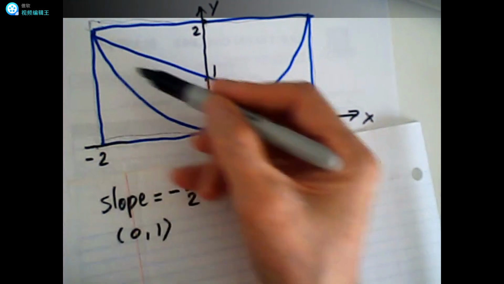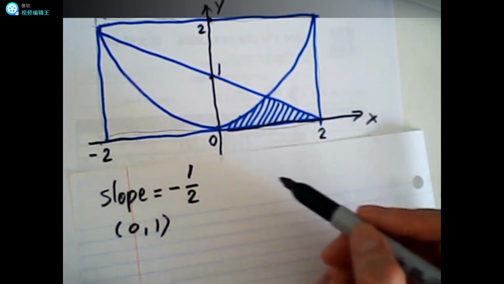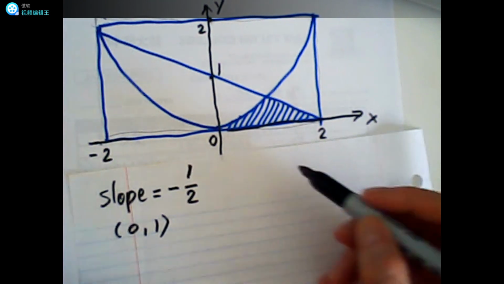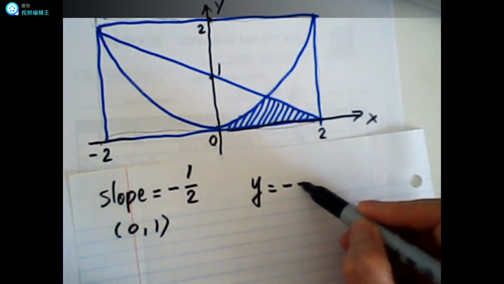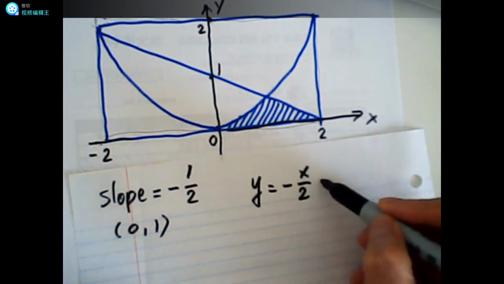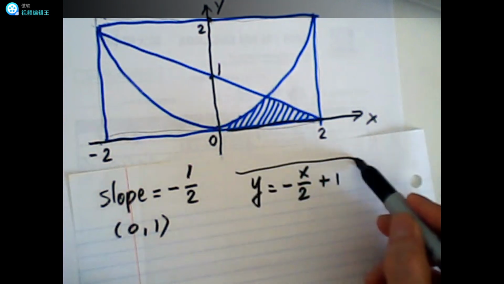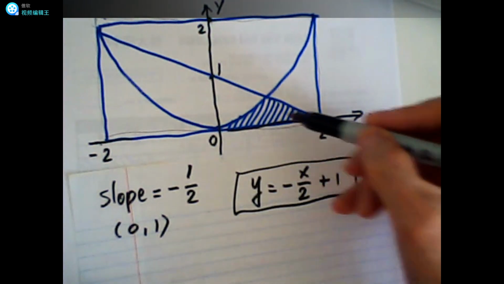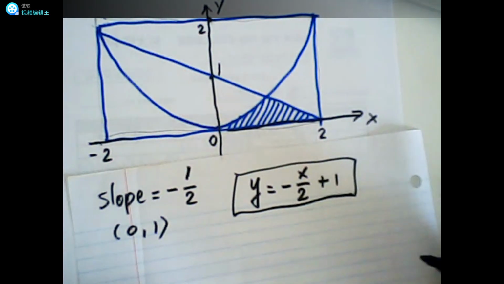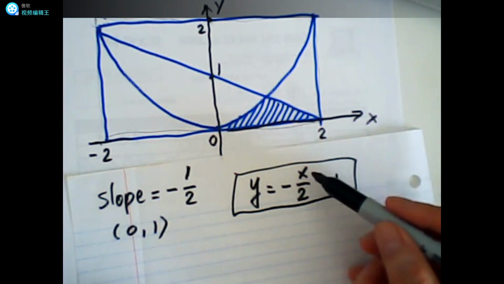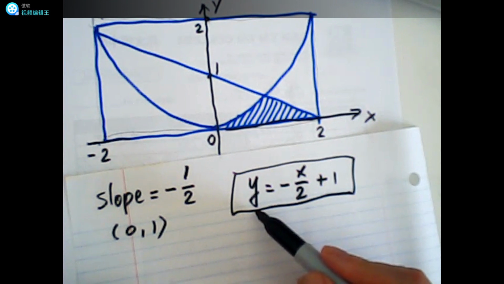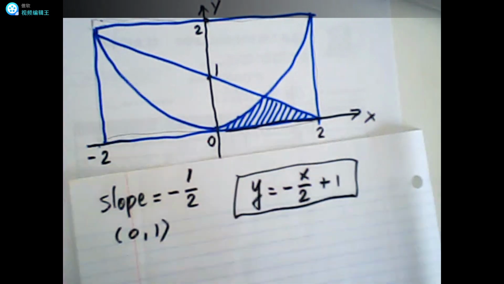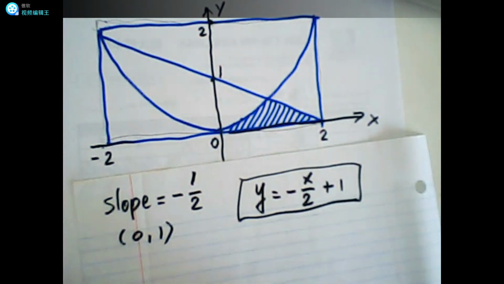Therefore, the equation of the line, using slope-intercept form, is y equals -½x plus 1. So this is my equation for the line. When x equals 0, y equals 1. When y equals 0, x equals 2. Okay, that's the straight line.